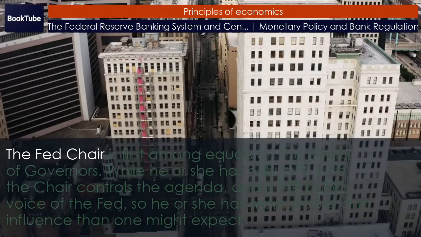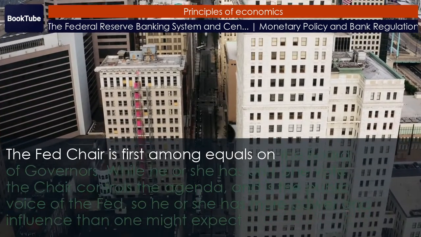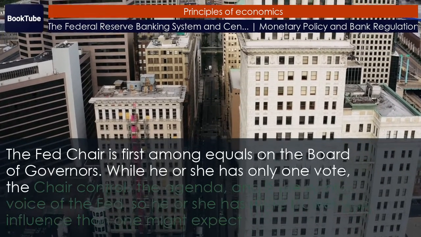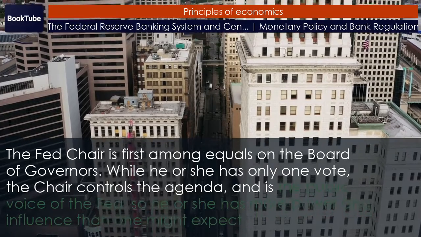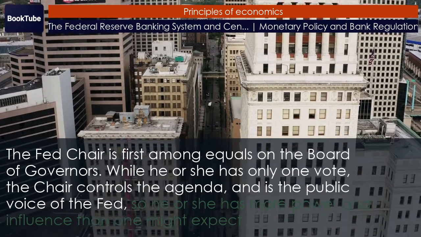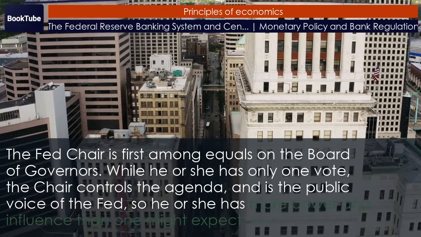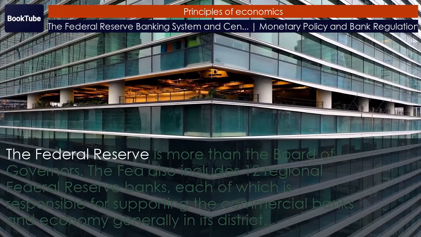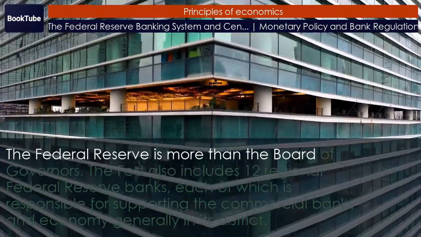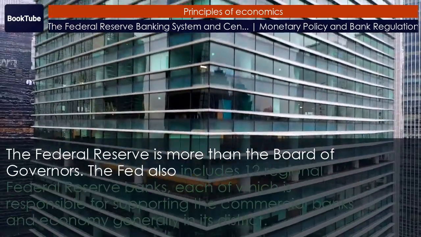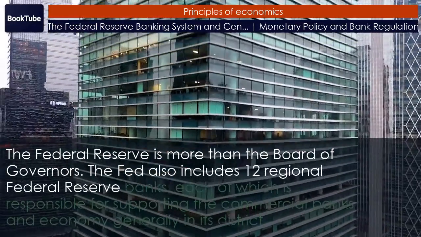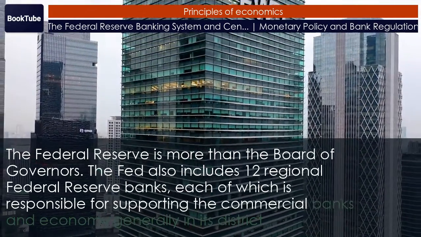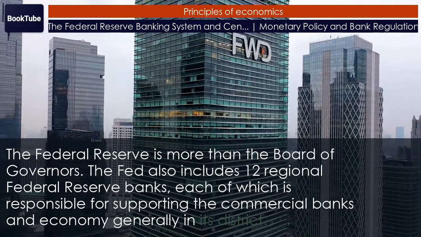The Fed chair is first among equals on the Board of Governors. While he or she has only one vote, the chair controls the agenda and is the public voice of the Fed, so he or she has more power and influence than one might expect. The Federal Reserve is more than the Board of Governors. The Fed also includes 12 regional Federal Reserve banks, each of which is responsible for supporting the commercial banks and economy generally in its district.